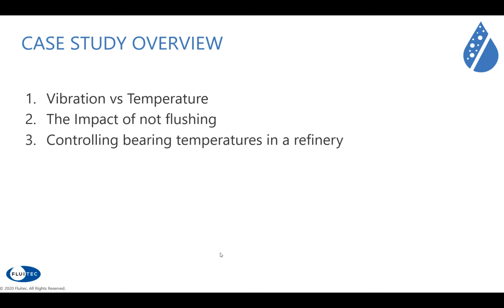You can see this typical brown light orange layer already affecting the temperature behavior. Another good case study was also bearing temperatures in a refinery.